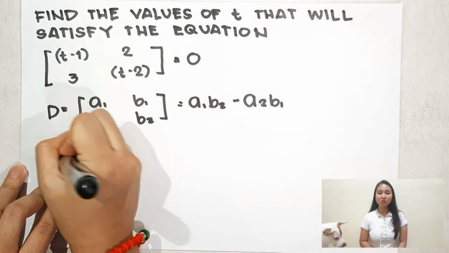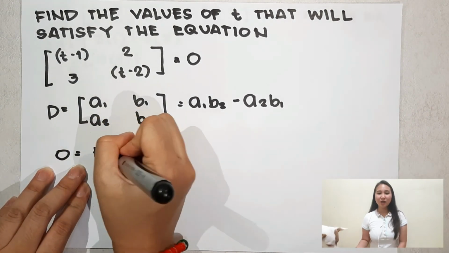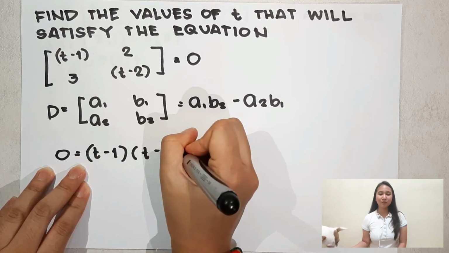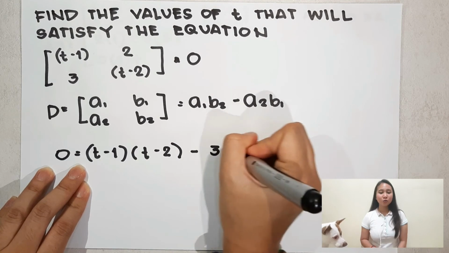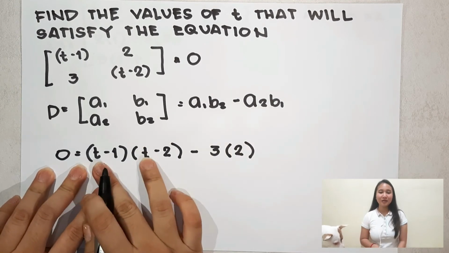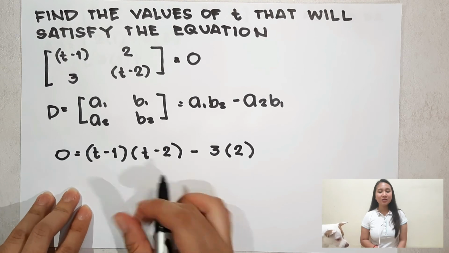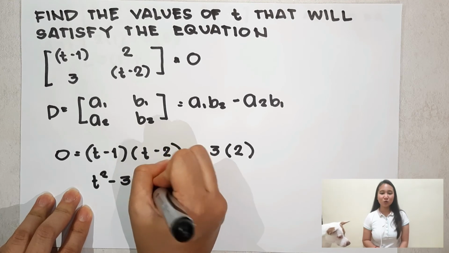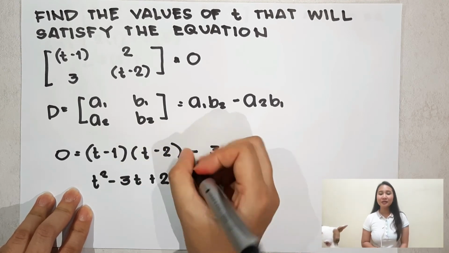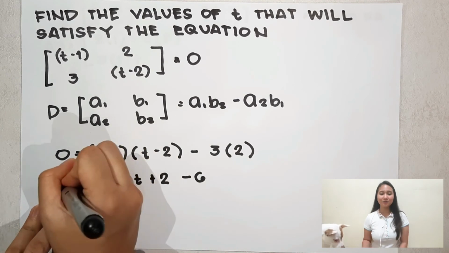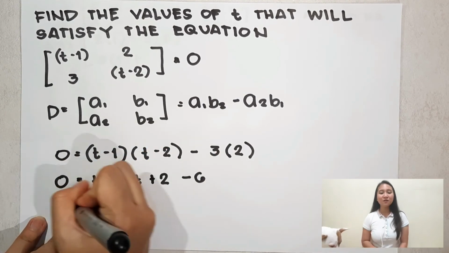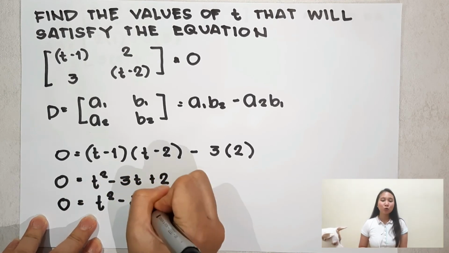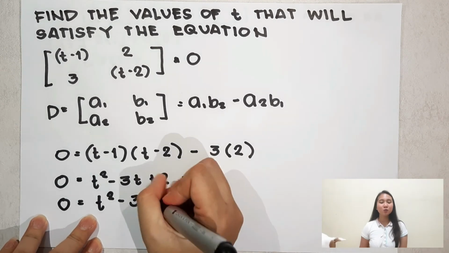0 is equals to t minus 1 times t minus 2 minus 3 times 2. T minus 1 times t minus 2 is equals to t squared minus 3t plus 2. 3 times 2 is equals to 6. Then we will simplify this to t squared minus 3t. 2 minus 6 is equals to negative 4.